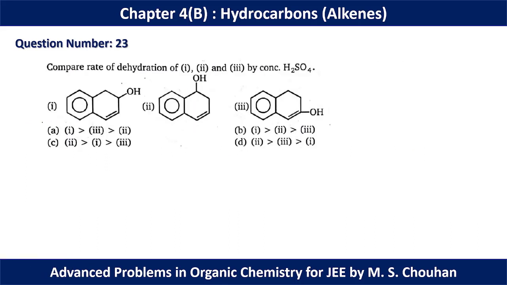In question number 23, compare the rate of dehydration. So basically, if we react any alcohol with concentrated H2SO4, we have a carbocation along with the dehydration process. So the rate of dehydration is based on the stability of the carbocation. So from 1, we have a carbocation like this.